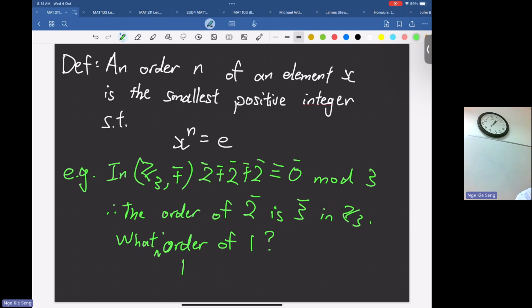So what's the order of 1? Shen, what do you suggest? Order is a number. So what's the order of 1? 3. Okay, so you suggest that the order of 1 is 3. Let's check it. If I do it once, it's not 0 yet, it's not the identity in our group. I do it twice, it's just 2, not the identity yet. But if I do it thrice, then I get 3, which is 0 bar mod 3, which is the identity in the additive group.